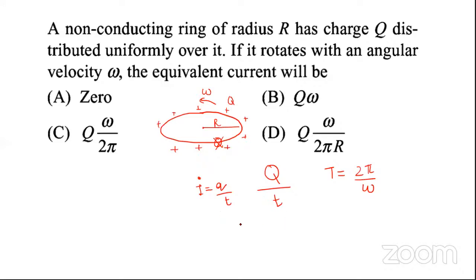So this can be written as Q upon 2 pi upon omega, which is Q into omega upon 2 pi. That is the C option. Is anyone having any doubt?